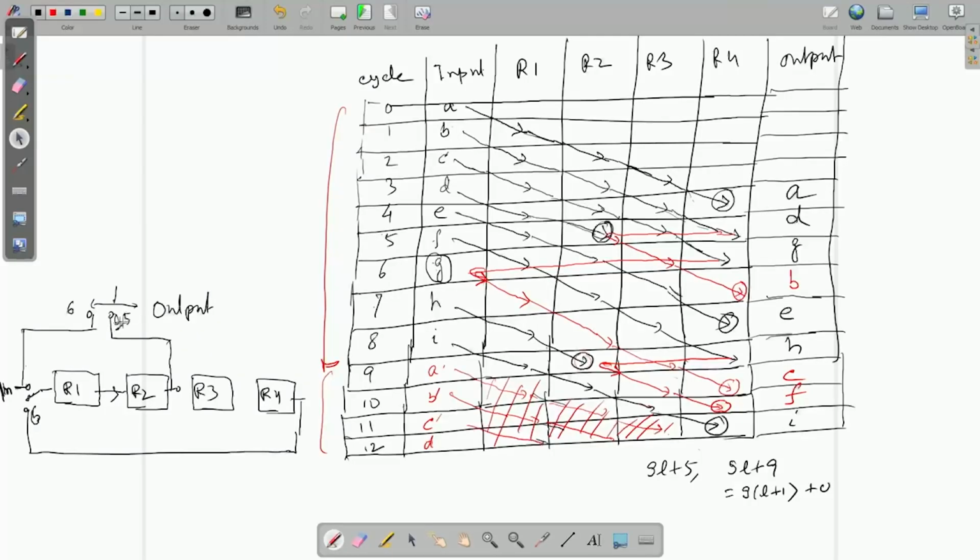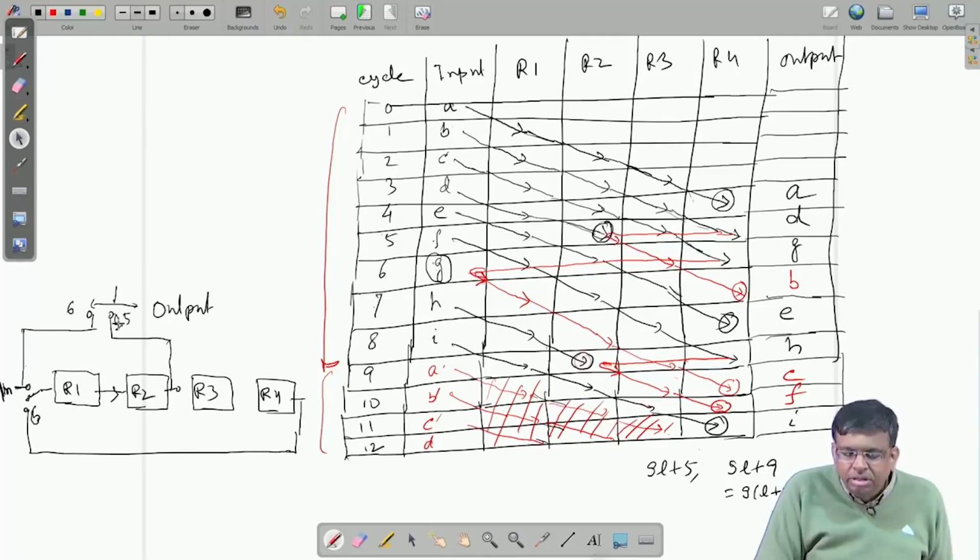Five remains 5 because 5 modulo 9 is 5. The moment you exceed 8, you become 9. 9 is effectively 0 for the next input cycle, that is 9 modulo 9 is 0. When it is 10, 10 modulo 9 is 1. When it is 11, 11 modulo 9 is 2, like that. So for this diagram, I am following this notation.